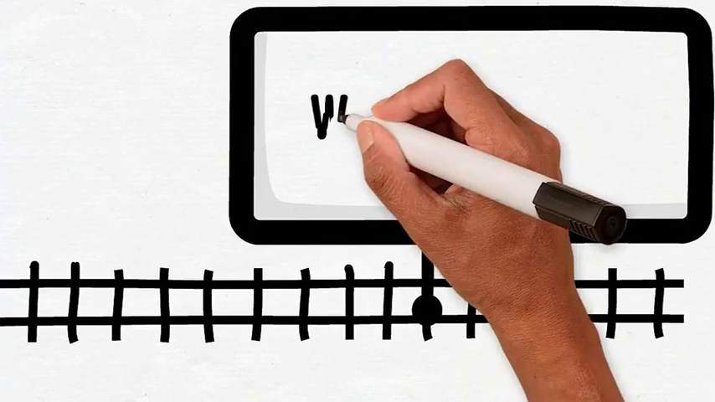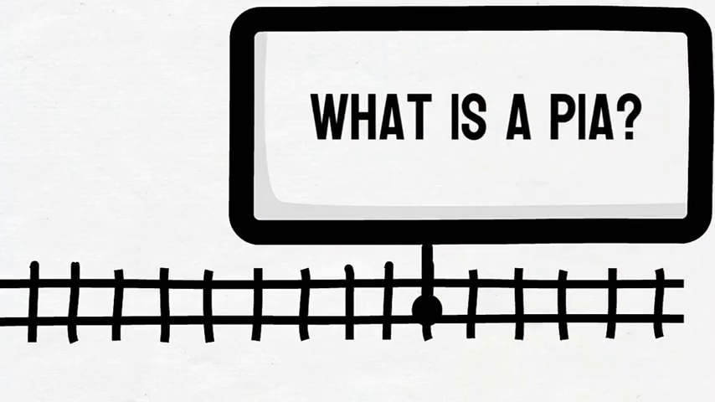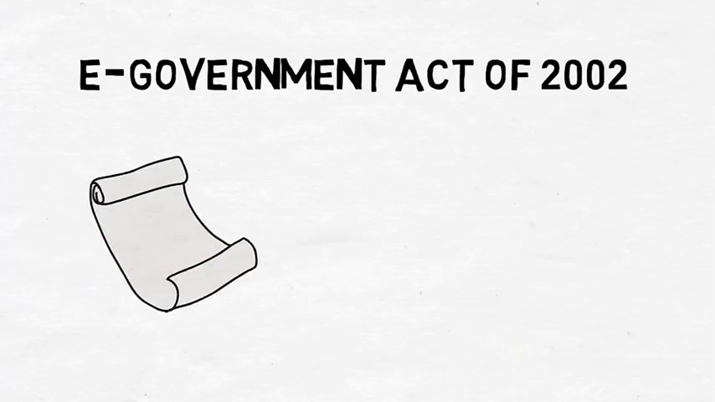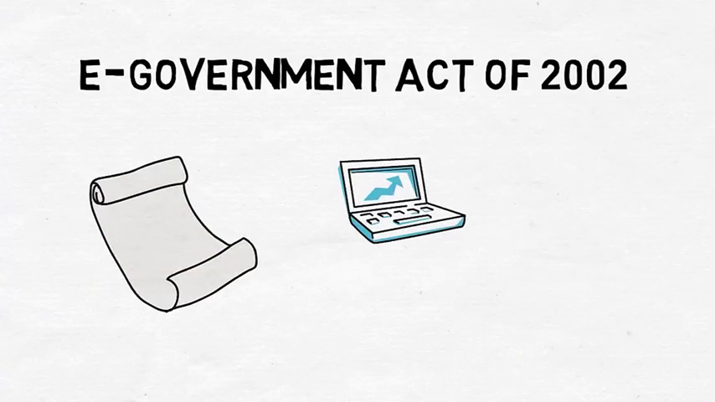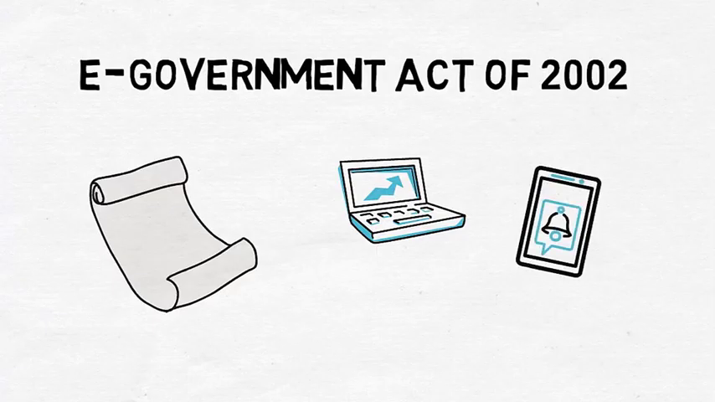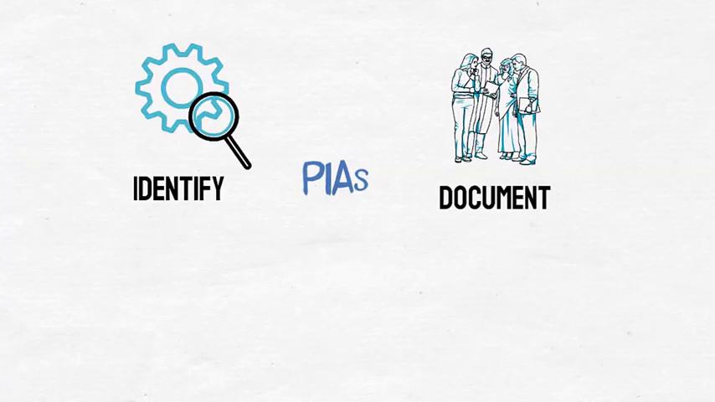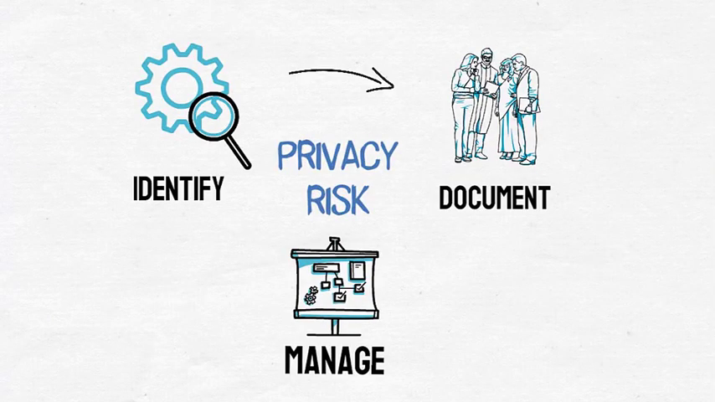First, let's talk about what a PIA is. Let's go back to 2002. The E-Government Act became law, and it requires federal agencies to conduct PIAs for electronic information systems and collections. Federal agencies conduct PIAs to identify, document, and manage privacy risk.